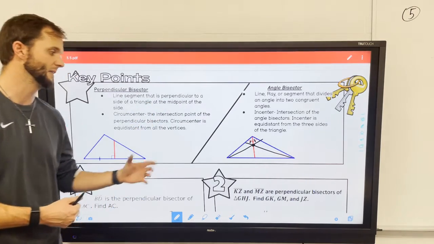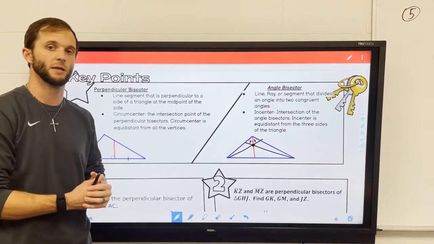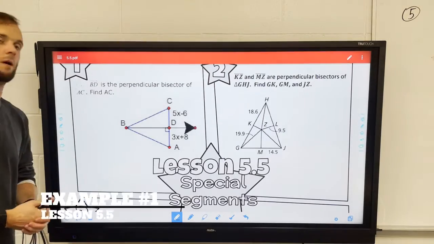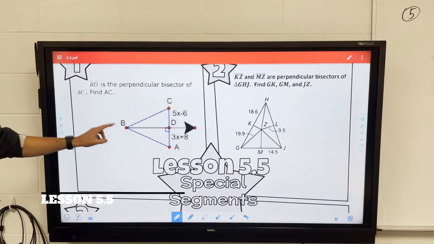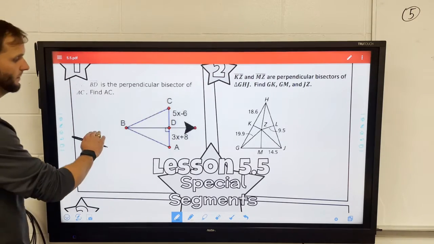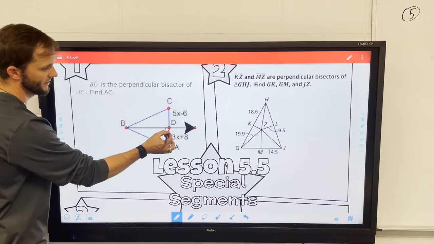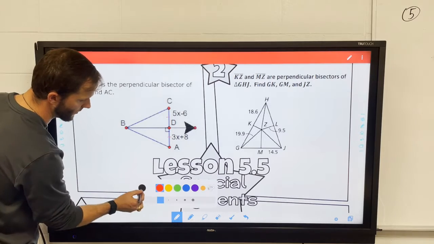Okay, so we're going to take this information, we're going to apply it to our examples, and we're going to put it into place. Let's jump over to example number one. All right, so on example number one, it says BD is a perpendicular bisector of AC. So right now, it's perpendicular to the side and it's cutting it in half. What that tells me is that from D to C and from D to A, those are going to be congruent to each other.